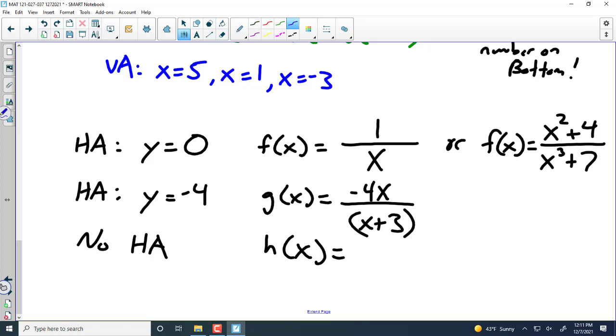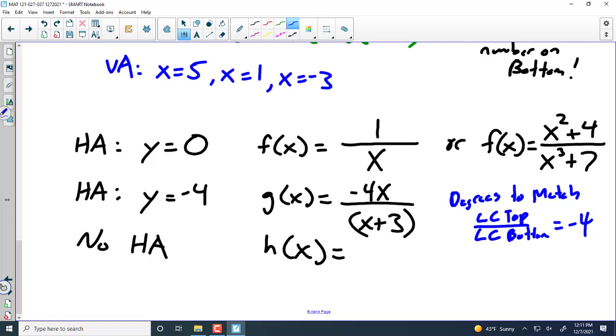So here's what you need, everyone. You need the degrees to match, and you need it so the leading coefficient of the top divided by the leading coefficient of the bottom equals that number that you're looking for. That's how you do it. So we got it together. That will take care of it. Anytime the degrees match, you find the horizontal asymptote by dividing the leading coefficients. So if I said I wanted one at -4, then just make sure you have the same degree on top and bottom, and make it so when you divide the leading coefficients, you get -4.